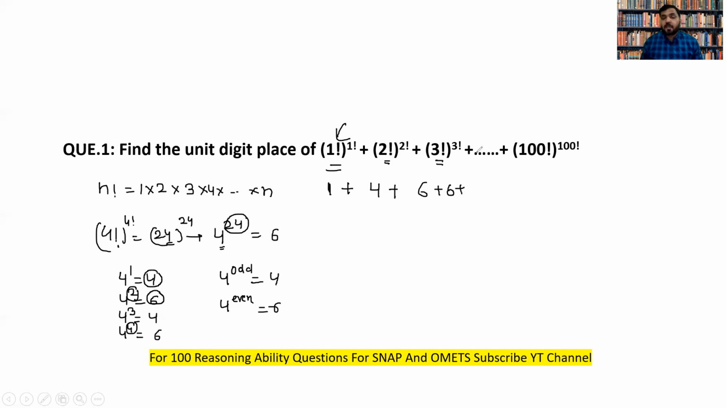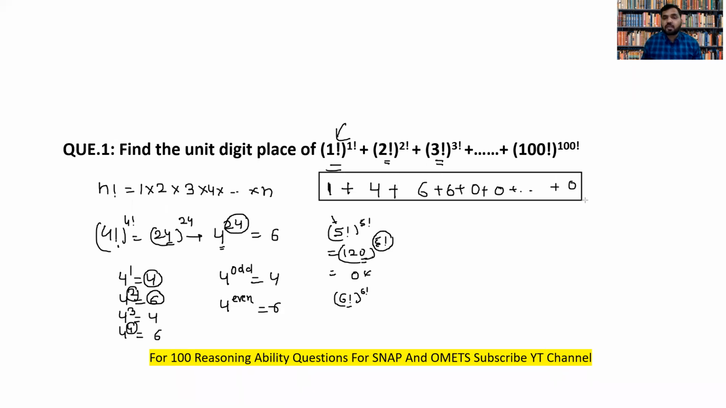Right. Now, the next number would be 5 factorial. You see that 5 factorial is basically 120. 120 raised to power 5 factorial. Now, this number has 0 at the end of it. Any number having 0 at the end of it, raised to any other power, will always give you 0 at the end of it, right? And if 5 factorial has a 0 at the end of it, can I also say 6 factorial will also have 0 at the end of it? So all the factorial values after 4 factorial will have 0 at the end of them, and 0 raised to power anything will always give you 0 as the unit digit. So all these values will finally give you 0 as the unit digit. So in this whole number, if I add all these values, you see that I'll have the final unit digit as 1 plus 4.